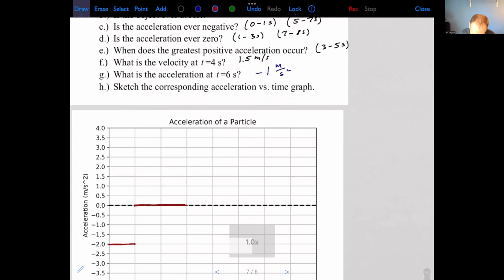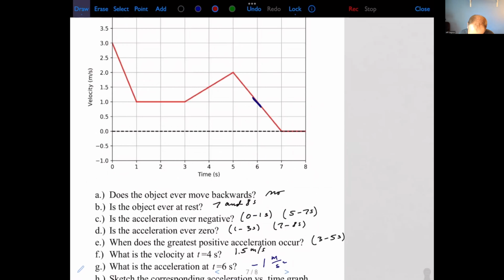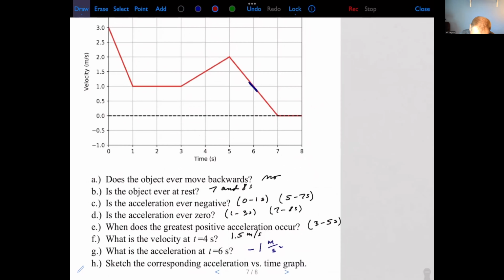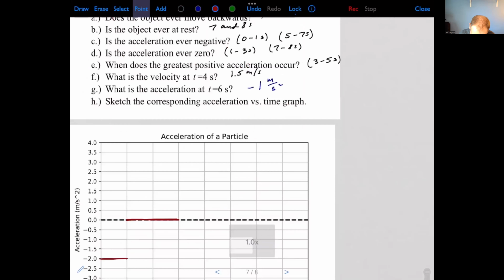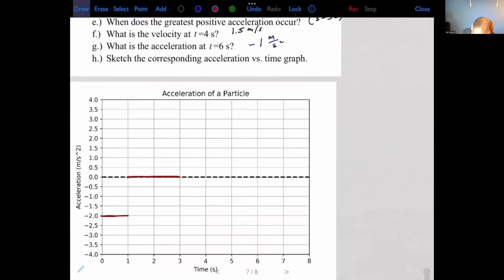From 3 to 4, actually, no, in this case, I'm going to go 3 to 5. So from 3 to 5, it looks like the acceleration is constant. And let's see, the rise is 1 and the run is 2, right? And it's positive, so +1 over 2, right? The rise is 1, the run is 2. So it looks like it's 1/2 from 3 to 5. So let's see, 1/2 would be like this.